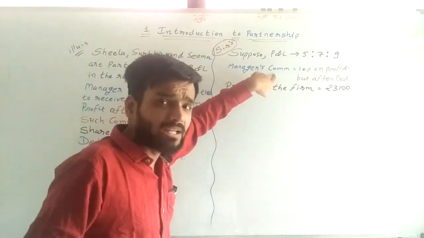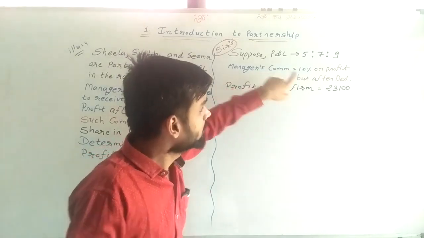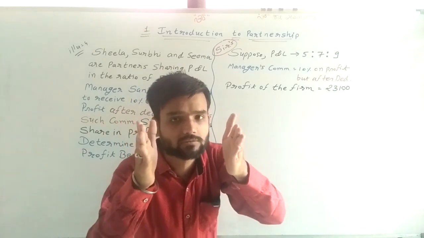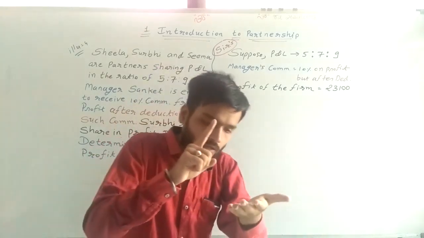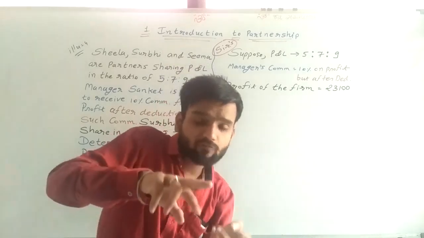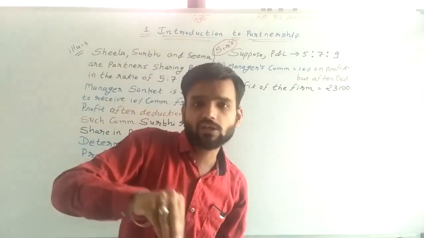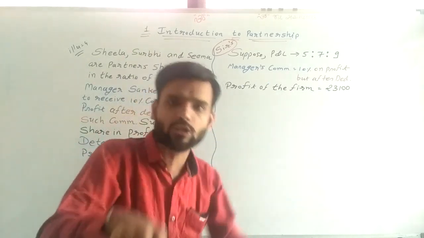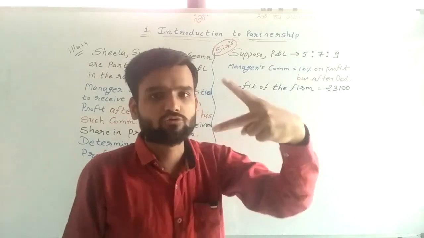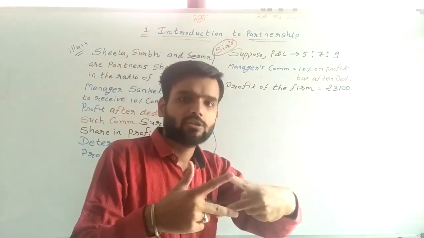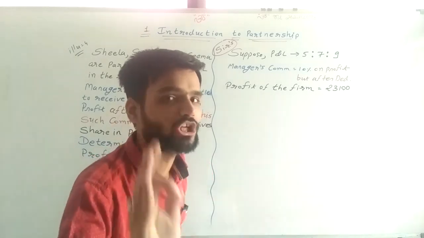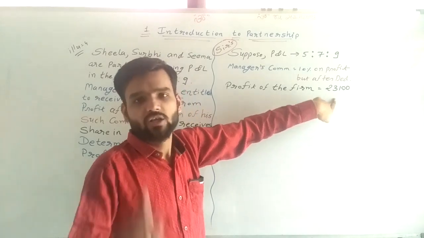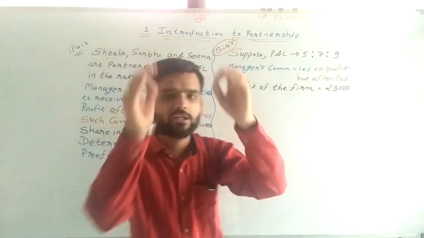These two formulas are applicable only when the question says, for example, 10% on profit, but after deduction of such commission. If that wording is given, percentage of profit after deduction of such commission, then and only then can the two formulas be used. From these two formulas, we use one on the basis of the information given. Now here the profit of the firm is 23,100 rupees, already given to you.